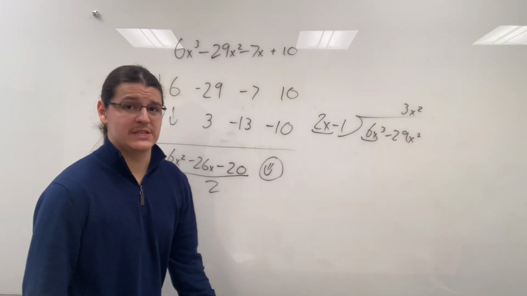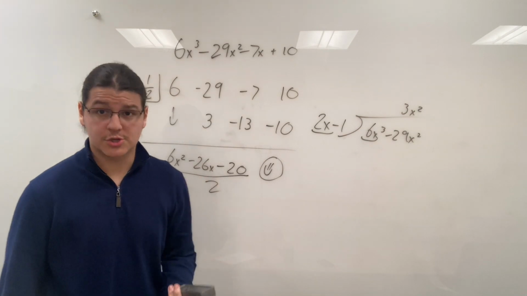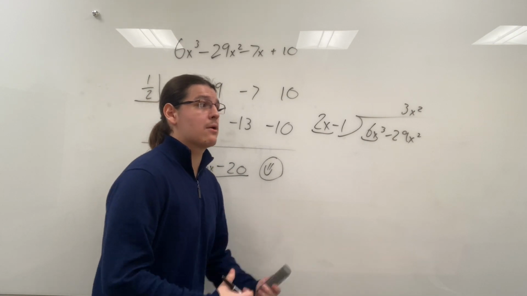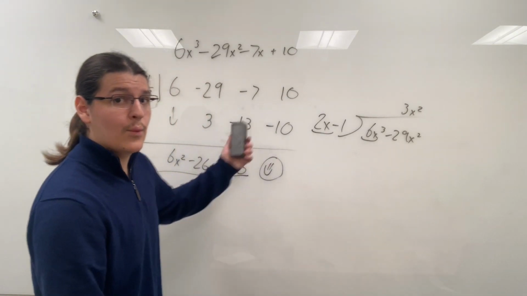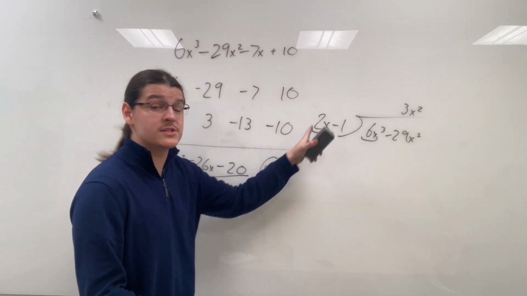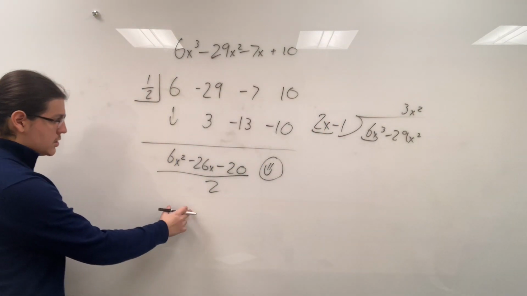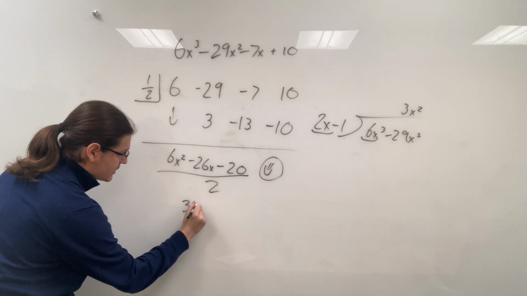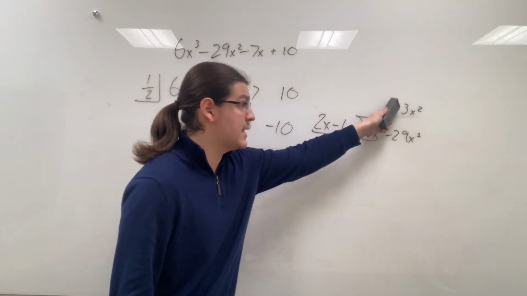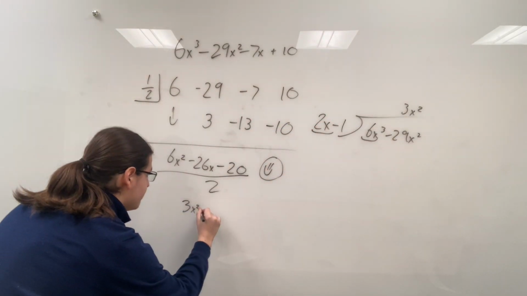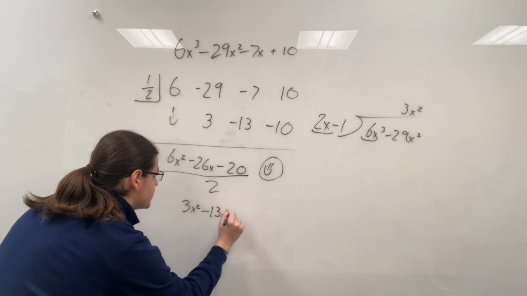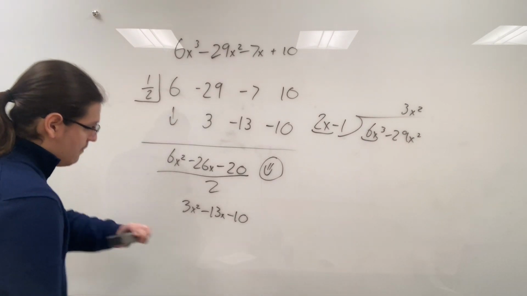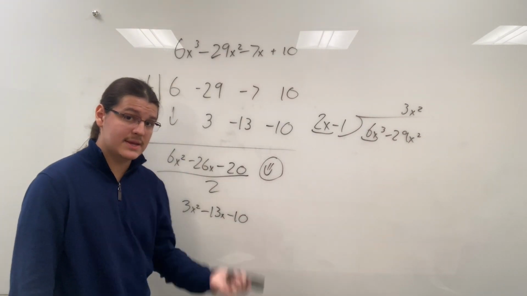Now, it is not always 2. Our other term was 3x plus 2. If that was the case there, we would then be dividing by 3 when we do synthetic division. We're just doing 2 because it is 2x. So our real solution would be 3x squared, as we can see here, that is our first term, minus 13x minus 10. Boom. Pretty neat.